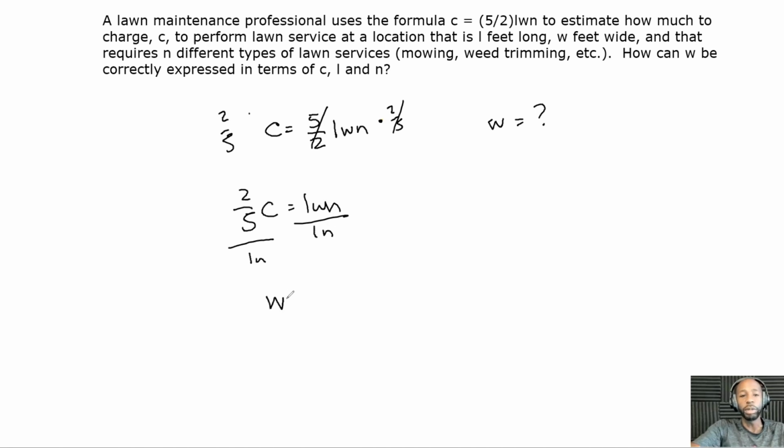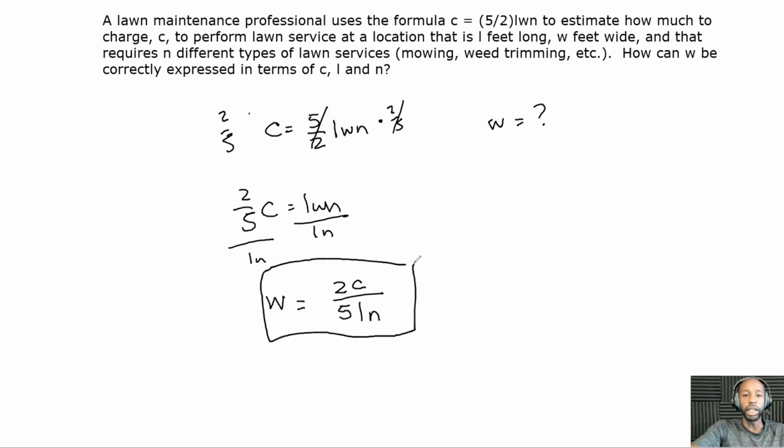So then finally, W equals 2C over 5LN. Okay. Again, it doesn't really matter what all that stuff stands for. Now, maybe if you were solving a different kind of problem, it would matter. But all they want you to do is solve for one variable in terms of the others. That means get the variable you want to solve for on one side of the equal sign by itself.